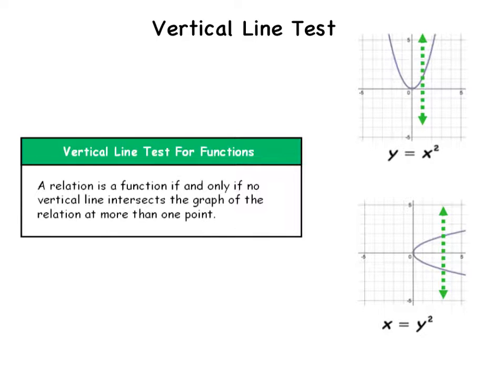We have a nice test to see if a graph represents a function, and it's called the vertical line test. A relation is a function if and only if no vertical line intersects the graph of the relation at more than one point. You can tell by looking at my top graph that no matter where I put this vertical line, I intersect my graph in exactly one point. However, if I look at this vertical line, I can find all sorts of places where my vertical line intersects the graph in two spots, so that is not a function.